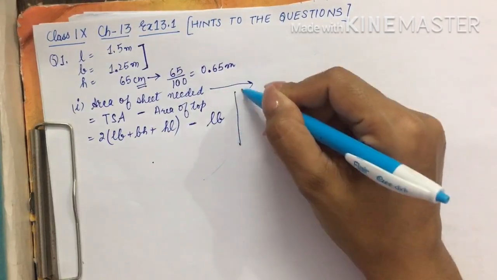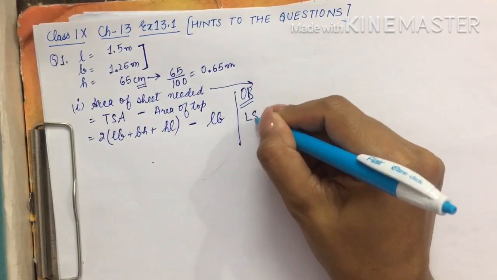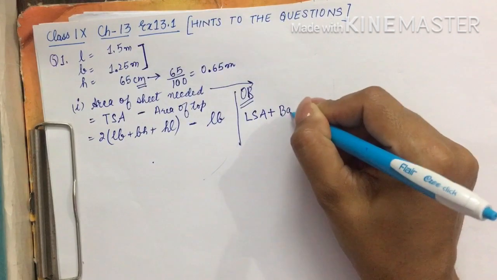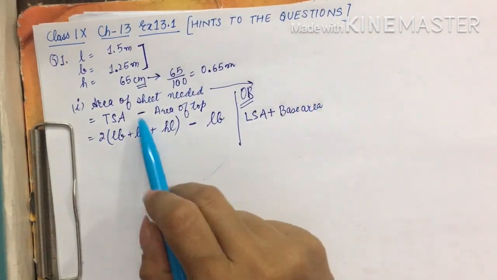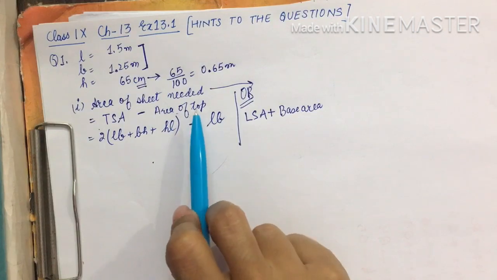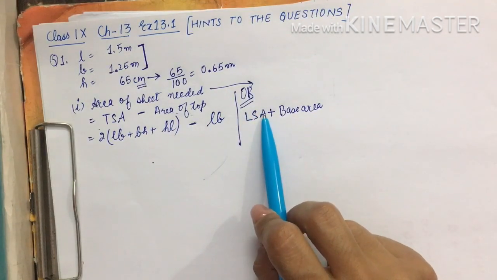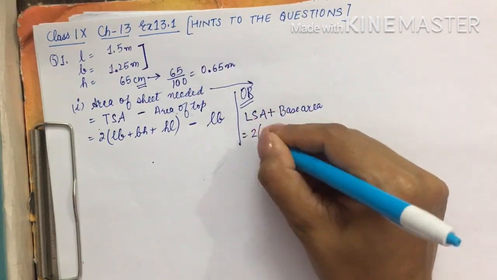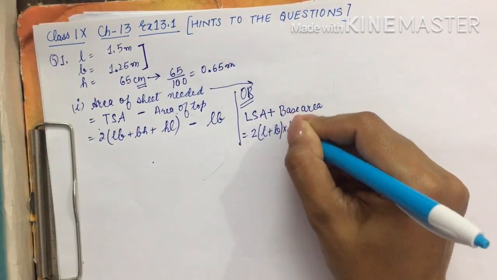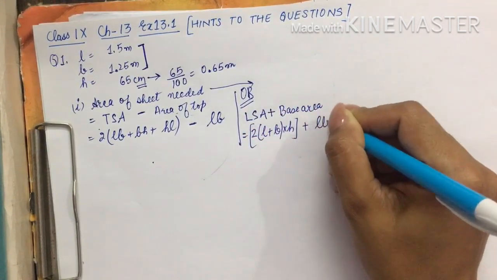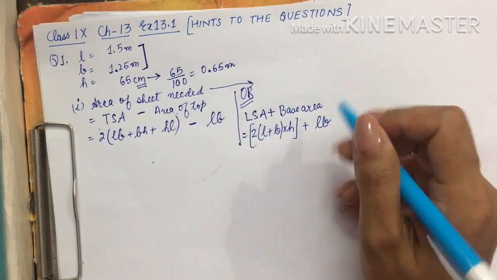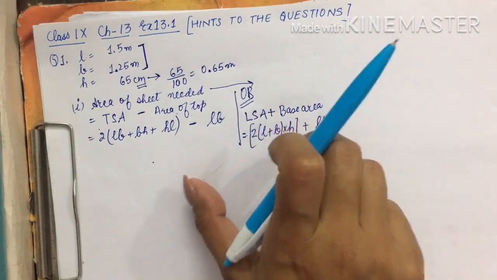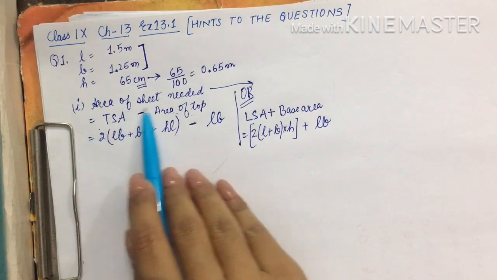Now this can also be calculated by taking the lateral surface area, the area of the 4 side walls, plus the area of base. Either from the total, subtract the top, or take the area of the side faces, the lateral surface area, and add the area of base to it. Now the lateral surface area is given by 2 times (L + B) into H. The base area is given by LB, same as the top area. So you can add this. So you can find out the area using this expression, or you can find the area using this expression. Both answers would be same, and the answer will tell you how much sheet is needed.